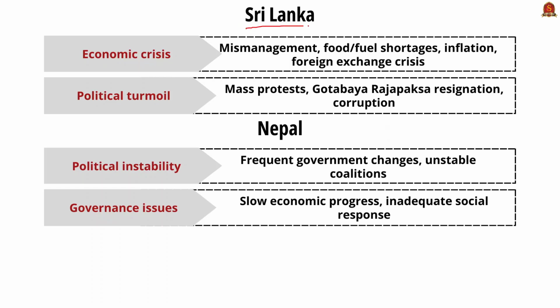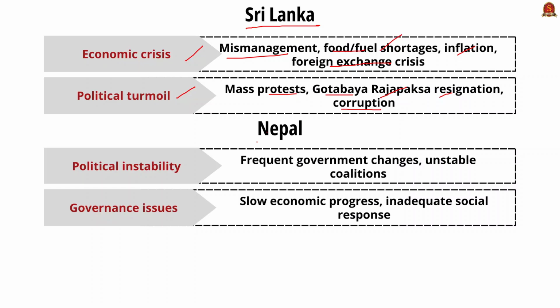Second is the Sri Lankan economic crisis and political turmoil. Severe economic mismanagement led to a financial meltdown characterized by food and fuel shortages, skyrocketing inflation, and a foreign exchange crisis. Massive protest in 2022 to 23 forced President Gotabaya Rajapaksa to resign. The crisis highlighted deep-rooted corruption and political instability in Sri Lanka.